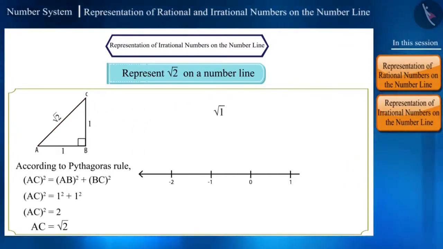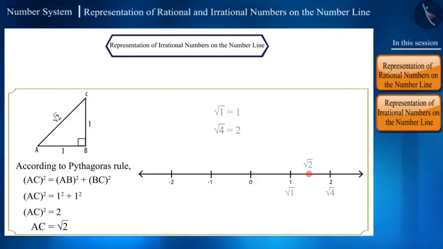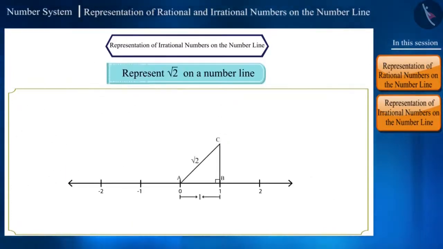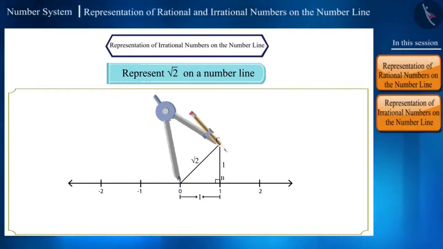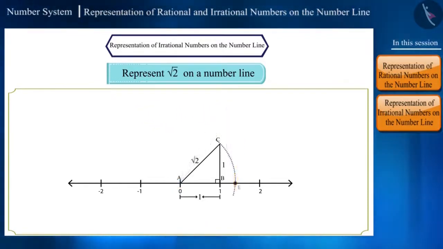We know that root of 1 is 1 and root of 4 is 2. That means root 2 will lie somewhere between 1 and 2 on the number line. Hence, if we have to represent root 2 on the number line, then we will have to construct triangle ABC in such a manner that point A will lie on 0 and point B will lie on number 1 on the number line. We will draw a perpendicular from point B of 1 unit length. So we get the length of AC as root 2. Measure the length of AC using a compass and draw an arc on the number line which cuts the number line at point E. Point E on the number line will represent the number root 2.